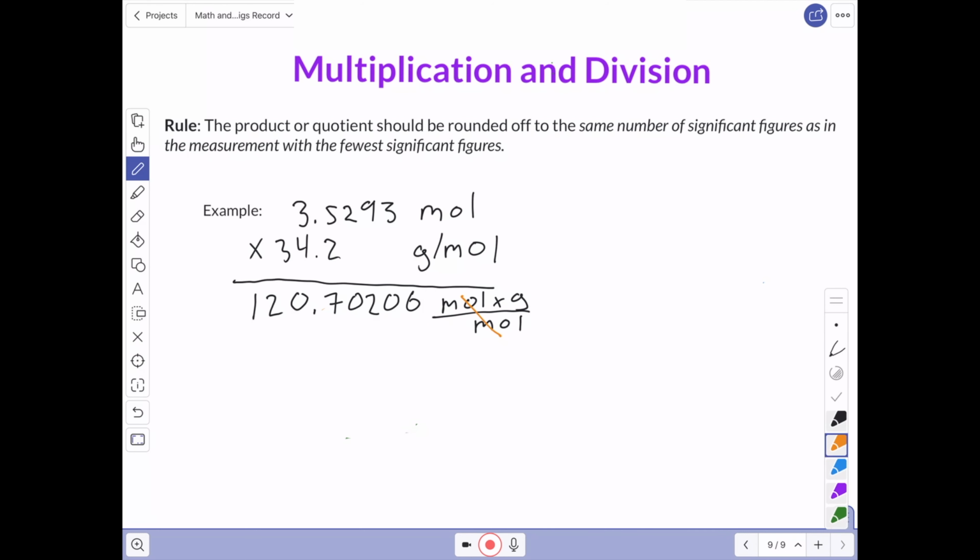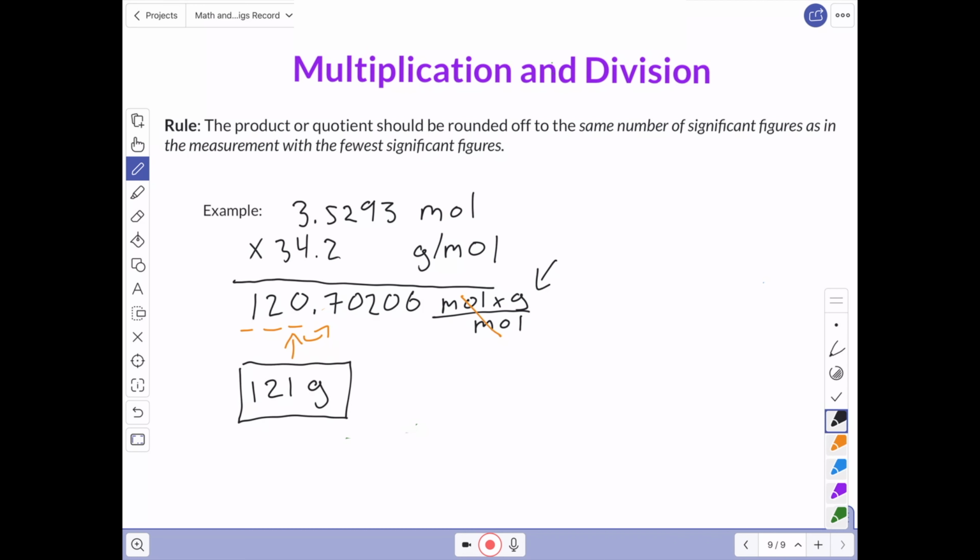That means we start all the way to the left of our number and we count 1, 2, and 3 significant digits, meaning this is the place value that we round to. So, we look to the right, we see a 7. The 7 tells us we must round that 0 up to a 1, meaning our final answer should be 121. Our unit is now grams.